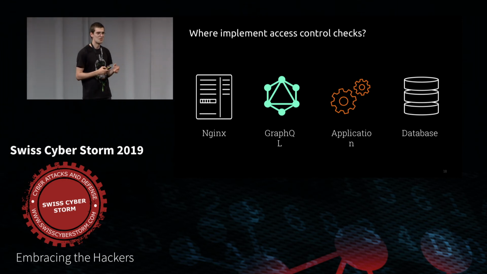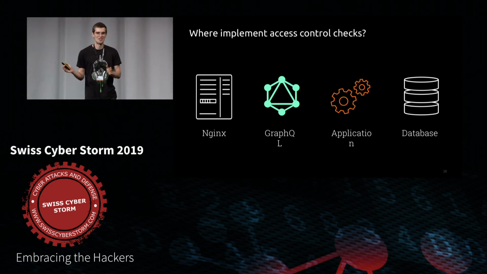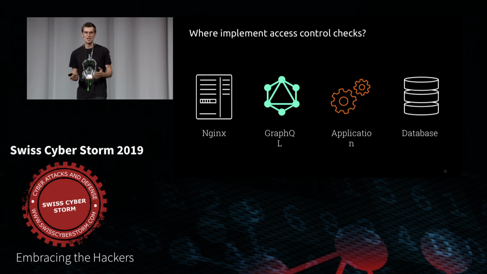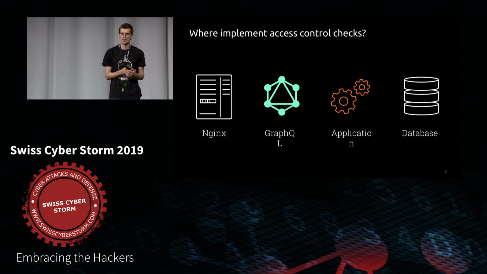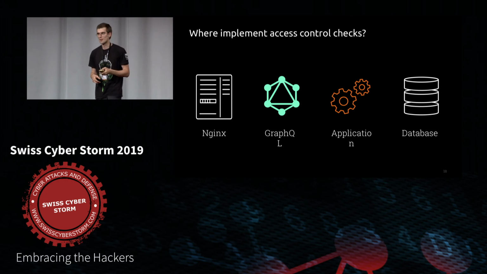Actually, there is no correct answer. You can implement it on any of these layers, because the GraphQL specification itself does not say where and how you should implement authentication and authorization, so you can implement it anywhere. On the one hand, this gives developers flexibility. On the other hand, it is more prone to errors, because developers have a good imagination and can do many insecure things.